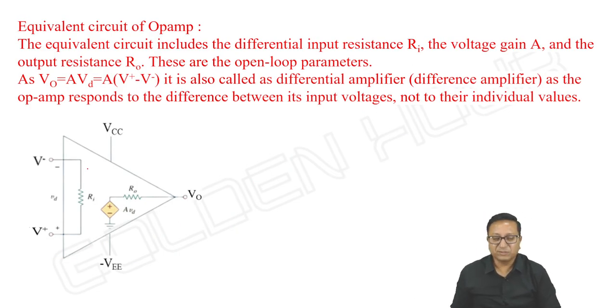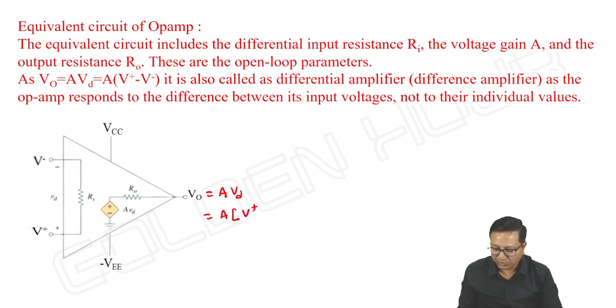First of all, coming to its equivalent circuit, yes, input side a resistance Ri and output side a voltage-dependent voltage source of value A into Vd in series with a resistance Ro. Of the two terminals, one is the inverting terminal and another is the non-inverting terminal. Voltages are denoted by V minus and V plus, and the output is equal to A into Vd, which is equal to A into (V plus minus V minus). Vd is the potential difference between the voltages at the non-inverting and inverting terminals.